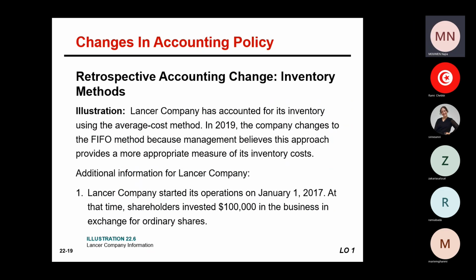Is that okay, please? So that's for the change for long-term contract accounting for revenues. We'll see another example here when we have to change from one of the inventory methods. So if we are considering this situation, Lancer company has accounted for its inventory using the average cost method, but in 2019, the company changed to the FIFO method because management believes this approach provides a more appropriate measure of its inventory costs.